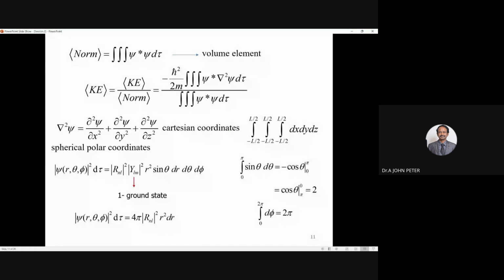Now normalization, how to go with normalization? Integral of psi star psi d tau. You remember all the formulas which you are going to use. You are going to use them within a minute now. For kinetic energy, in all the calculations we'll have to go with the expectation value. Don't forget. So the expectation value of kinetic energy is the kinetic energy integral divided by the normalization. The expression for kinetic energy will be minus h bar squared divided by 2m, integral of psi star del squared psi d tau, divided by your normalization. Now we can use three coordinates. Either you can use Cartesian coordinates for rectangular shape.